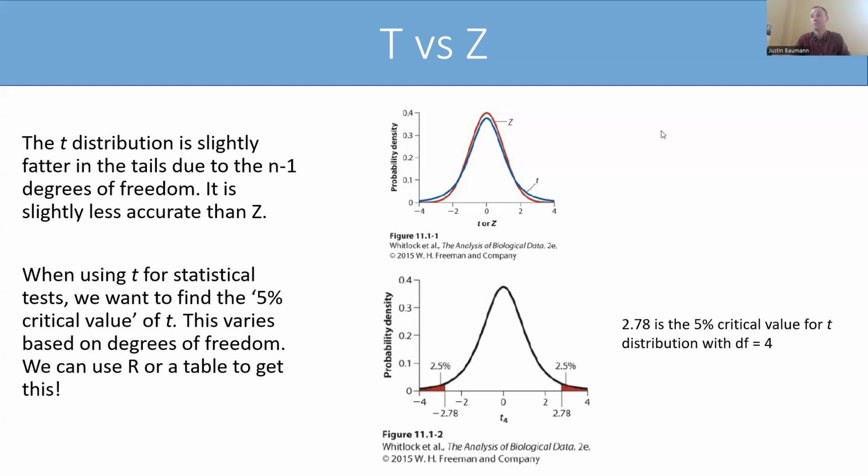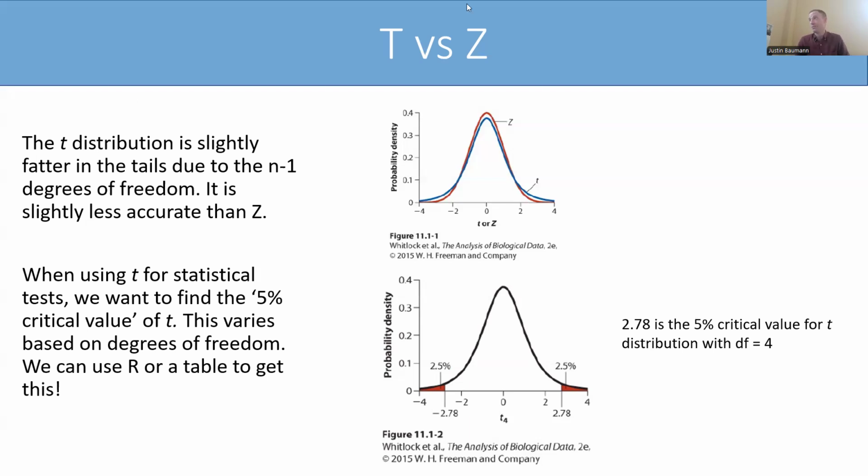When we use the t for statistical tests, we pretty much always want to find this thing called the 5% critical value of t. That's the same thing as what we just did for that Z equals 1.96 thing. That's the critical value. If Z is greater than 1.96 or greater than the absolute value of 1.96, we're at the 5% critical value. This varies based on degrees of freedom with t. We can use R, or we can use a table to get this.